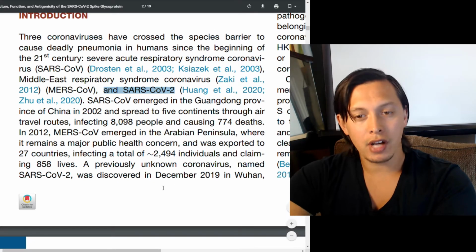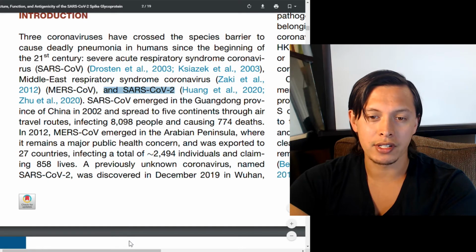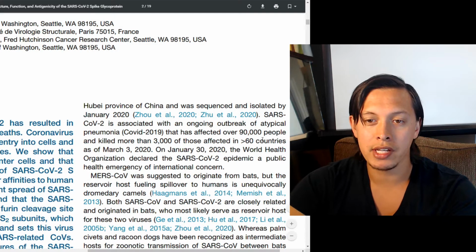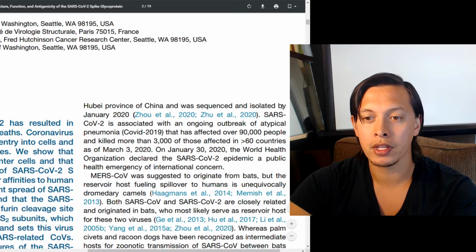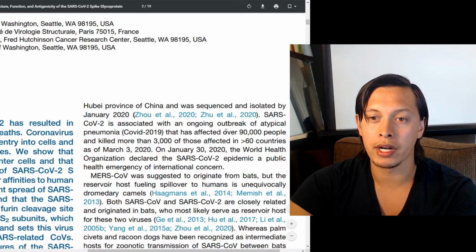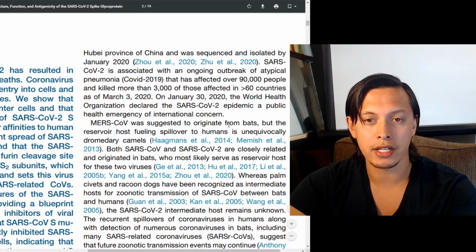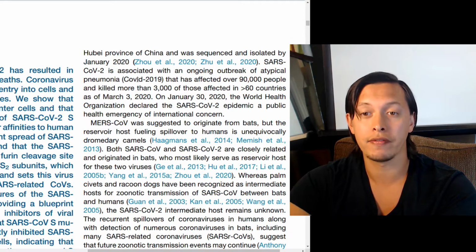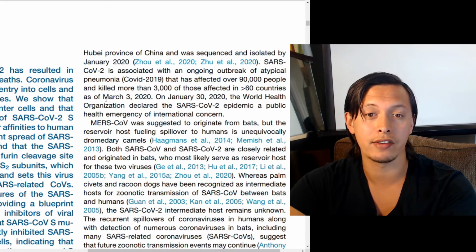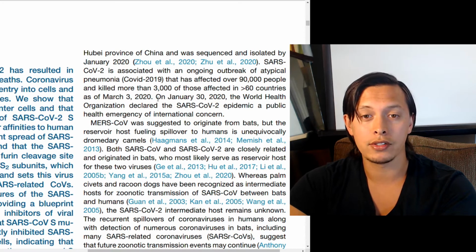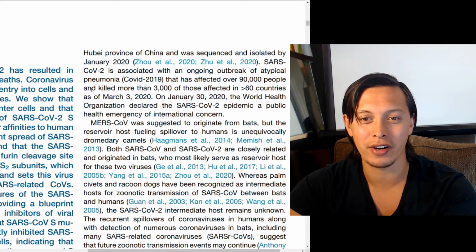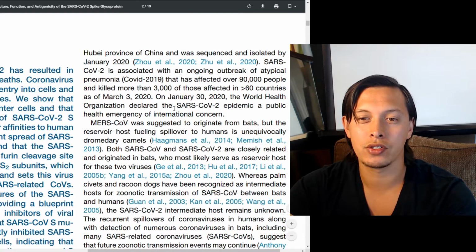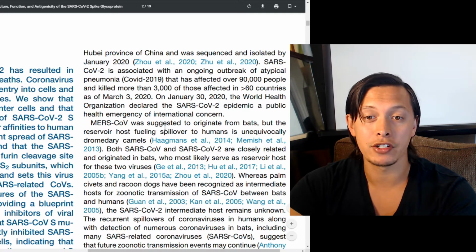A previously unknown coronavirus named SARS-CoV-2 was discovered in December 2019 in Wuhan, in the Hubei province of China, and was sequenced and isolated by January 2020. SARS-CoV-2 is associated with an ongoing outbreak of atypical pneumonia, COVID-19, and has affected over 90,000 people and killed more than 3,000 of those affected in over 60 countries as of March 3rd, 2020. So yeah, this is a very old paper and it's very out of date with its numbers. On January 30th, 2020, the World Health Organization declared the SARS-CoV-2 epidemic a public health emergency of international concern.